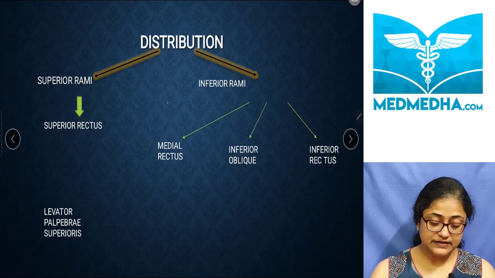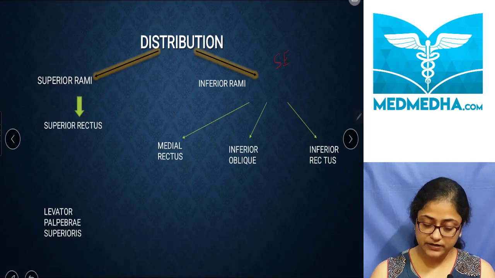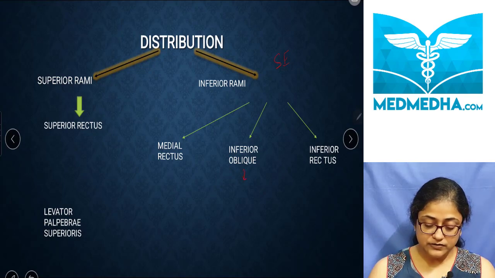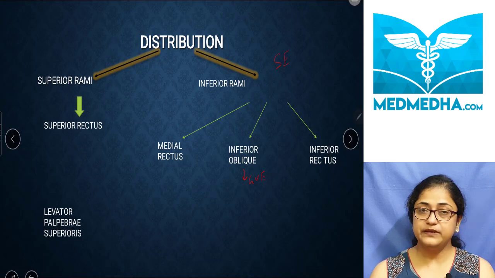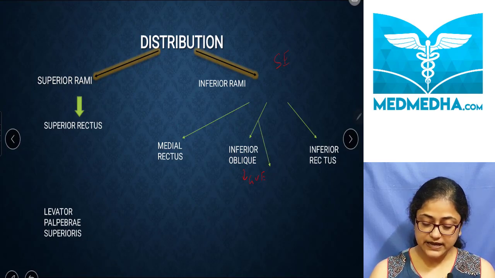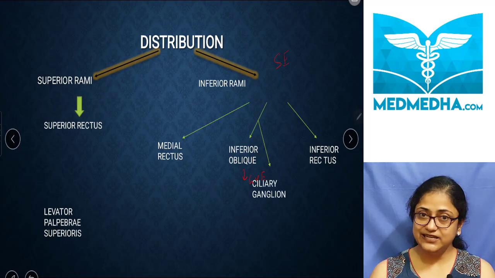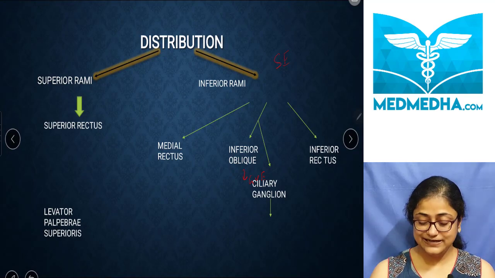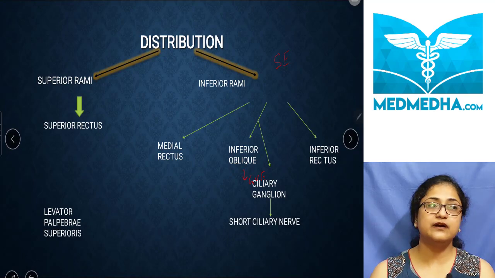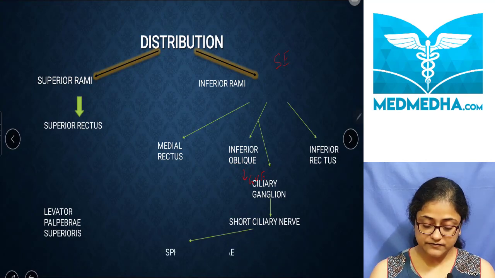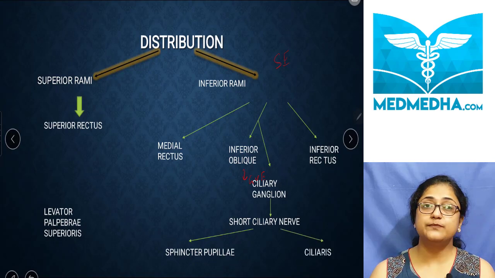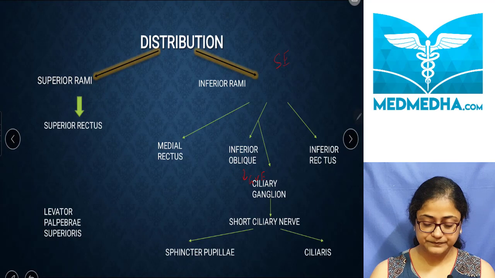Because till now, what I have described is the somatic efferent component of the oculomotor nerve, but the general visceral efferent component will also accompany this nerve to inferior oblique, and it then relays into the ciliary ganglion, while the postganglionic fiber from the ciliary ganglion forms the short ciliary nerve. There are about 8 to 10 of these nerves, and they supply two muscles, the sphincter pupillae and the ciliaris. So, this is about the distribution, how you write it.